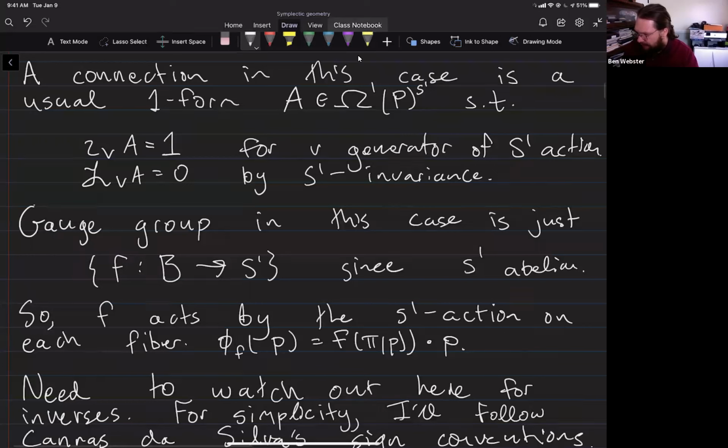In this case, a connection is just a usual one form upstairs on the principal bundle, but S1 equivariant, such that when I look at the vector field that generates the S1 action, the pairing is 1. Right? I can take that vector field, pair it with my one form, and I get the number 1. And since it's S1 equivariant, if I take the Lie derivative of this connection form with respect to that generating vector field, I get 0.